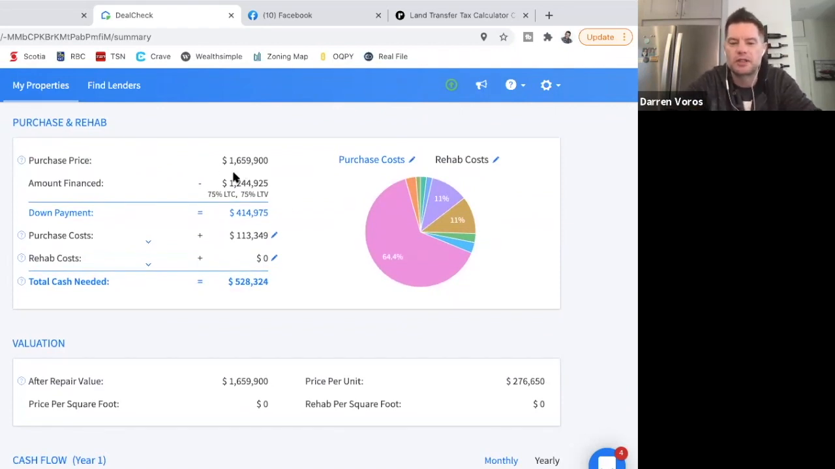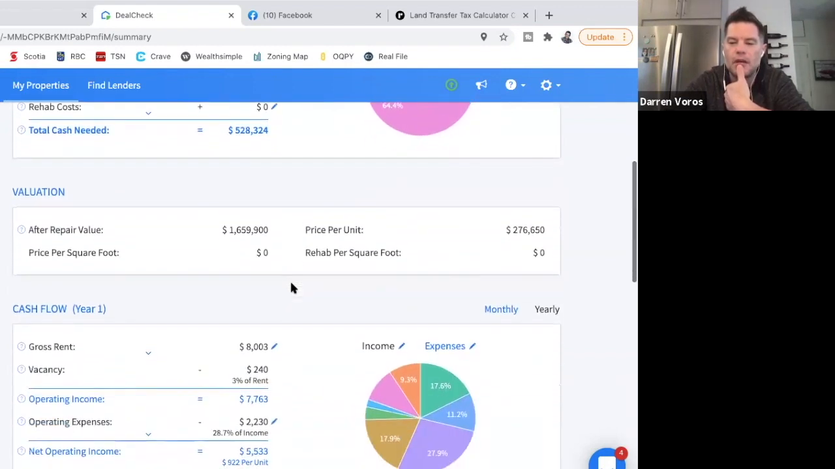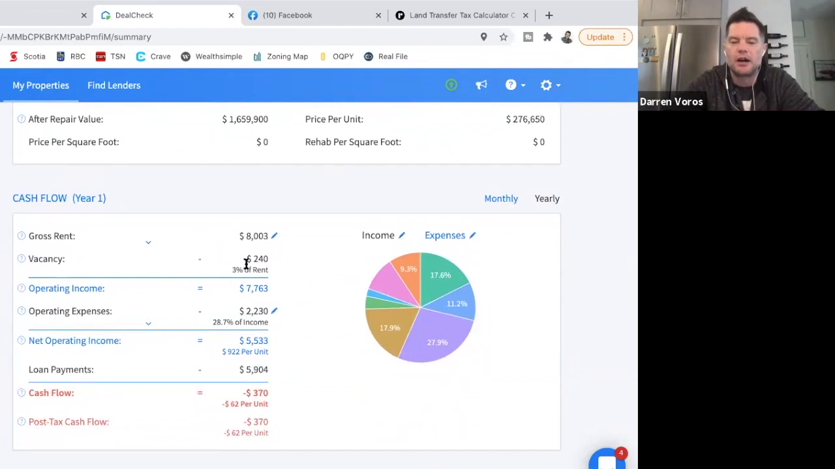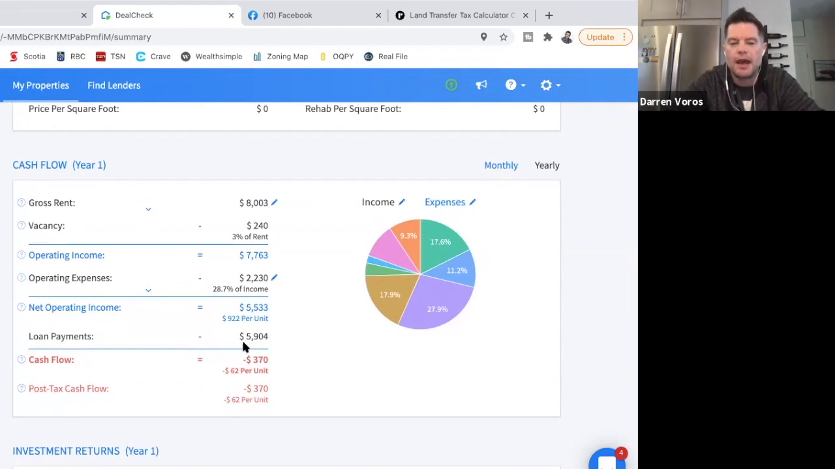So it's going to say the purchase price is 1.659 million. The amount financed is that 75% LTV. The down payment is $414,000, and those purchase costs, which we were unsure of before, are now populated along with the down payment. We're looking at $528,000 to close on this property. That's what we need in cash to be able to close. And now we look at our gross rent, our vacancy, our operating income, our operating expenses, our net operating income, and our loan payments are going to be $5,900 a month.